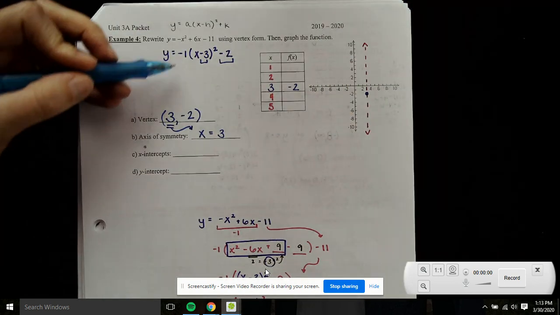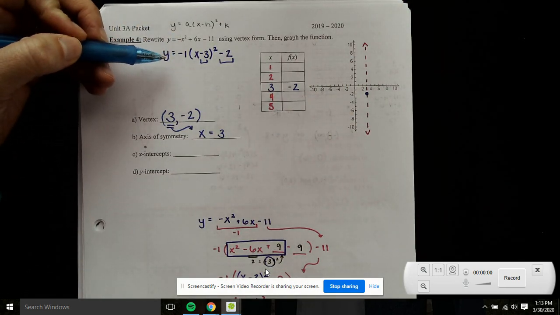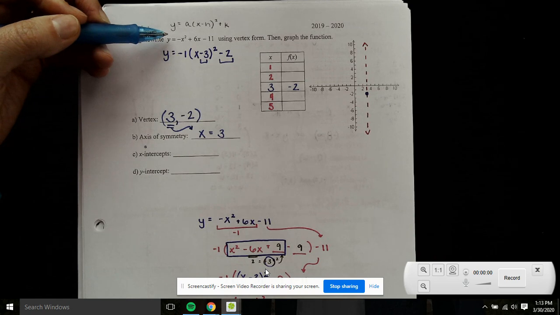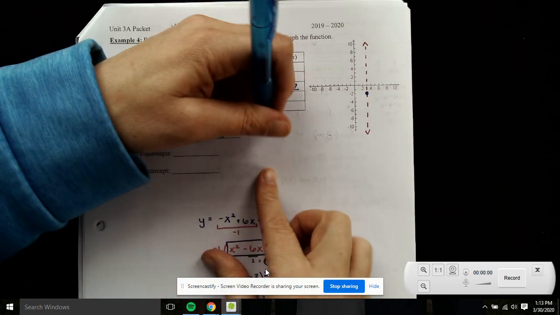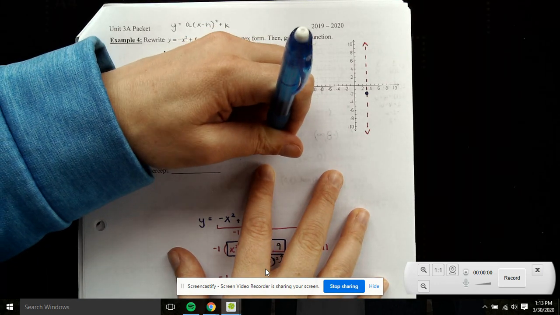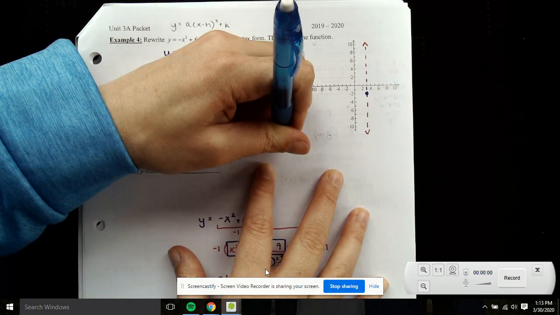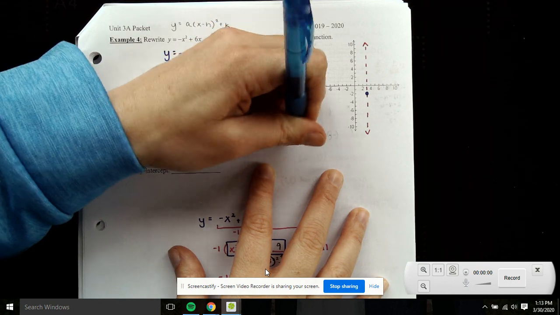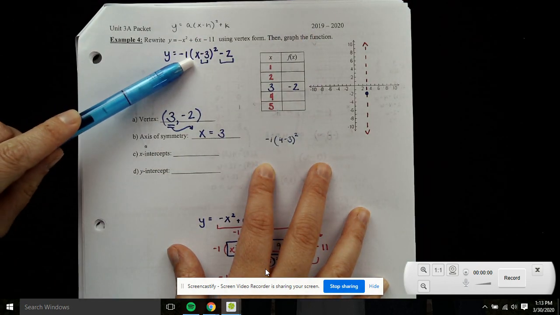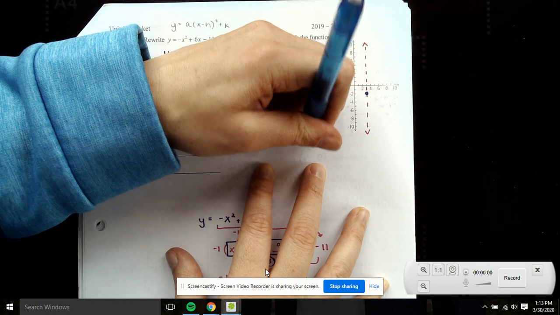Now you can really use either one of these. I'm going to use the vertex form because you should be familiar with how to do it in the standard form already. So if I plug in 4, I've got -1 times (4 minus 3) squared, plugged in 4 for that x value, and then minus 2 off on the end.